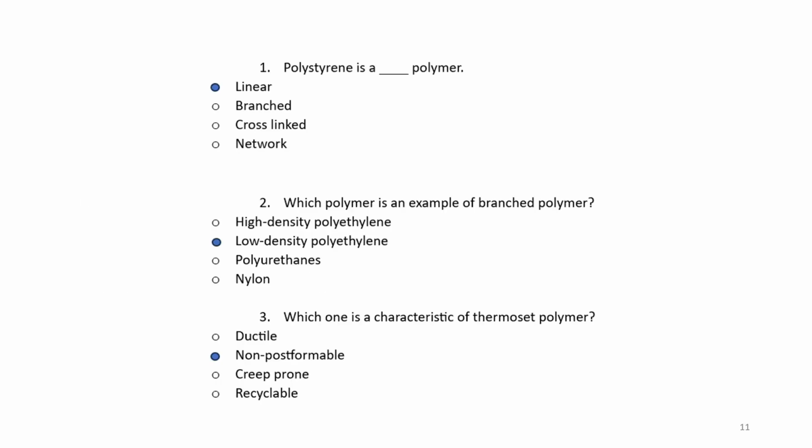Now the next question is, polystyrene is a blank polymer. Your options are linear, branched, cross-linked and network. In the case of polystyrene, it is a linear type of structure.